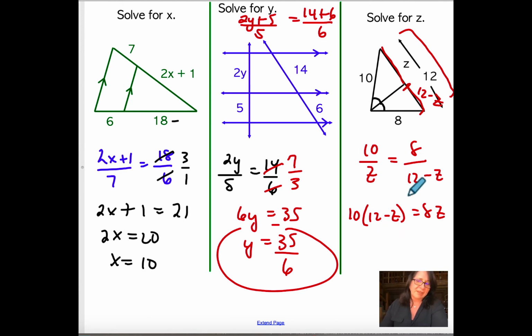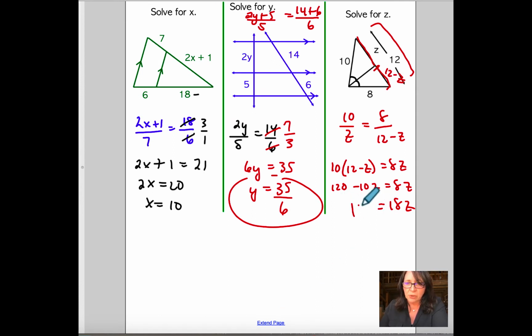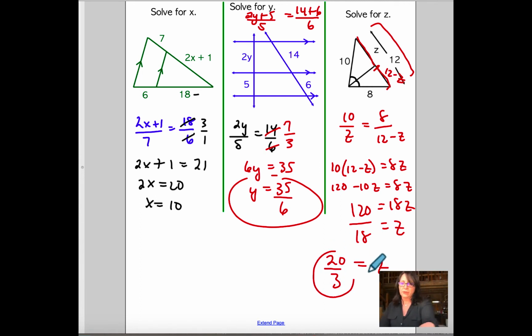I either can divide by 10 or distribute. So that's completely an option. I'm going to distribute. I get 120 minus 10z is equal to 8z. I'm going to get my z's together. So that's 18z is equal to 120. And if I divided that out, what is that? 120 divided by 18 equals z. If I divided by 6, I'd get z equals 20 over 3. And then there's your answer.